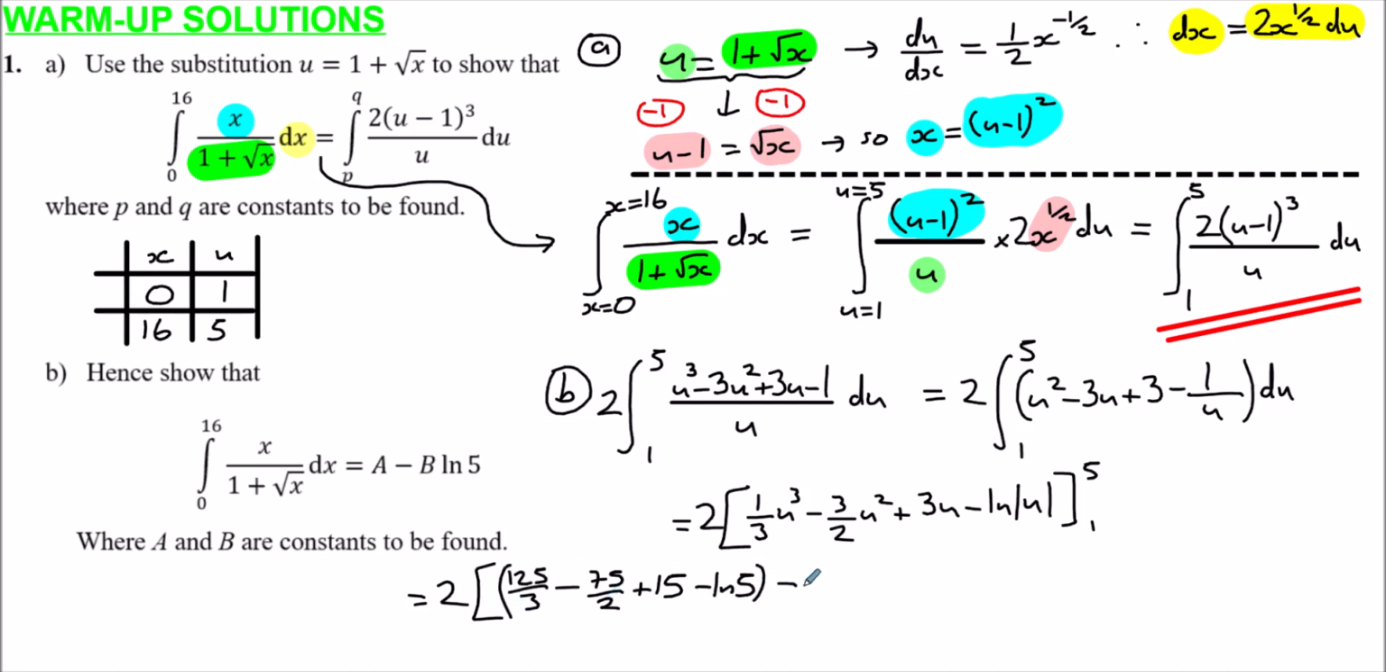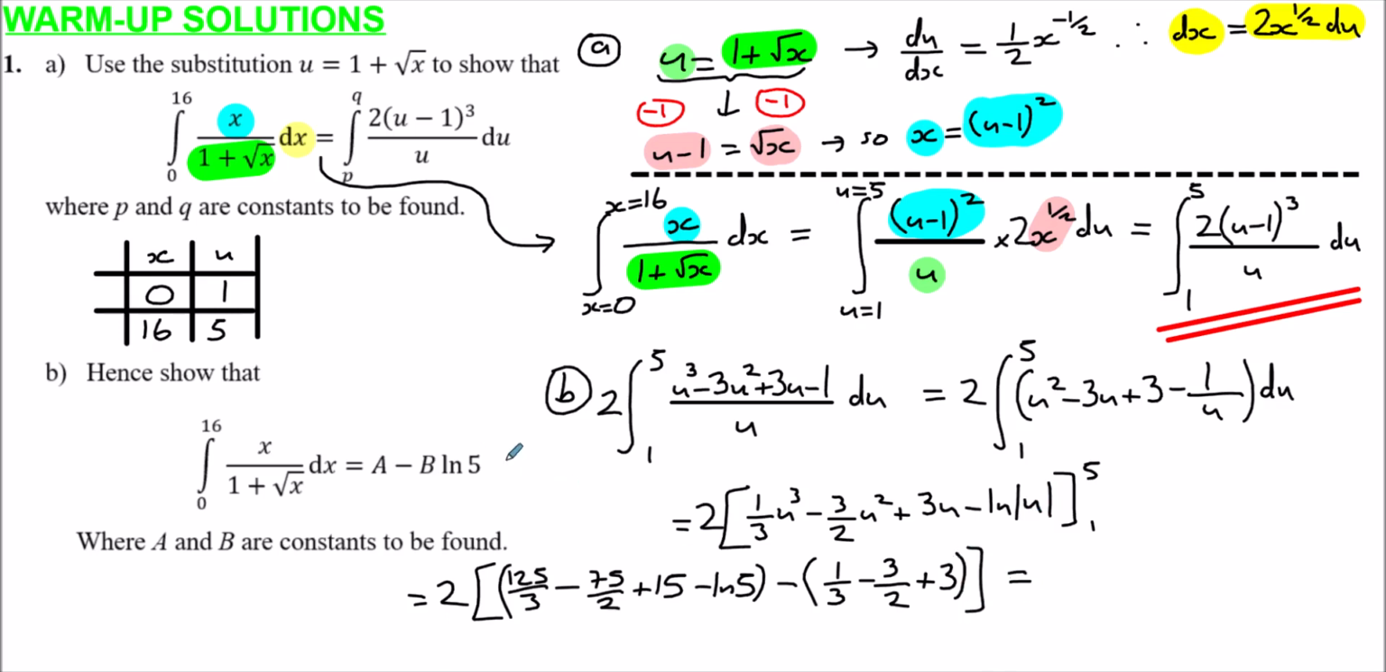But if I'm going to subtract away when u is 1, that's going to be 1/3. That becomes minus 3 over 2. Plus 3 times 1, which is 3. And then minus ln of 1, which is just 0, so I don't even need to include that.